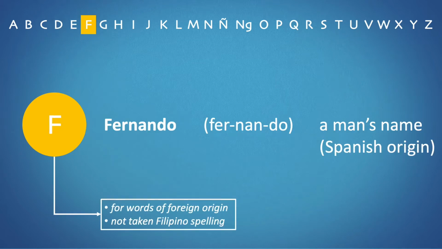The letter F. The letter F is another letter used for words of foreign origin that have not been assimilated into Tagalog or Tagalog words which were written originally in Spanish orthography. For example, Fernando, which is a man's name of Spanish origin. In my last video, you will remember that the letter F together with a bunch of other letters were taken out when the abacada was introduced.